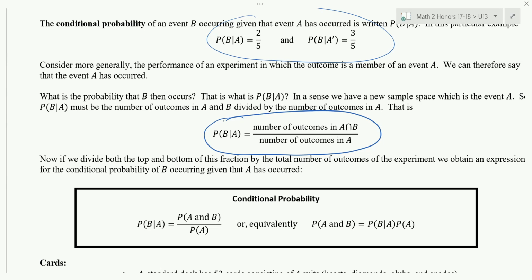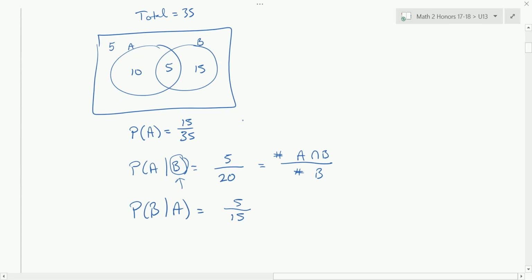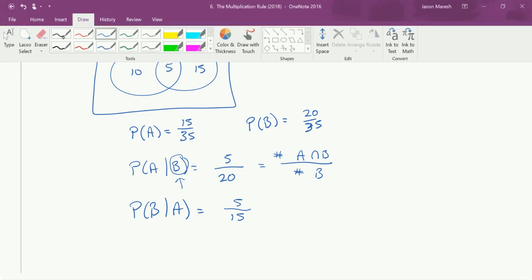And you can easily turn that into this next piece here. Probability of B given A is the probability of A and B divided by the probability of A. Because what happens, let's go back over here. What's the probability of B in this picture? 20 out of 35. Okay. So notice the probability of A and the probability of B have the same denominator, right? And so here's what can happen.